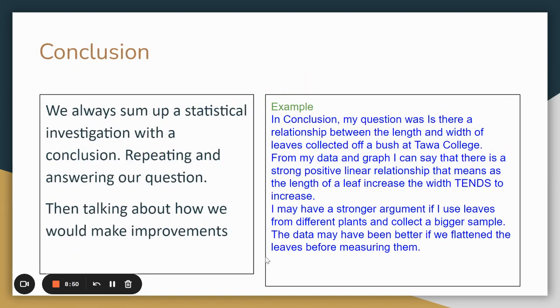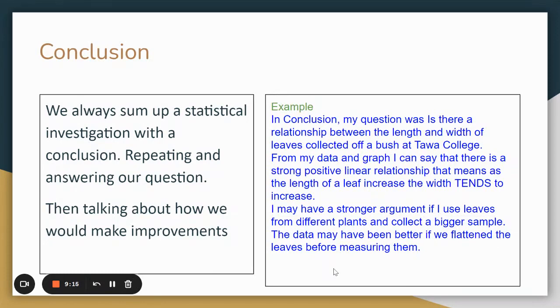The last thing we do is write a conclusion. When we're summing up a statistical investigation, we always write a conclusion, and we do that by repeating and answering our question. Then we talk about how we could make improvements to whatever we've done to investigate a certain topic. So in this case, I've written, in conclusion, my question was, is there a relationship between the length and width of leaves collected off a bush at Tawa College?